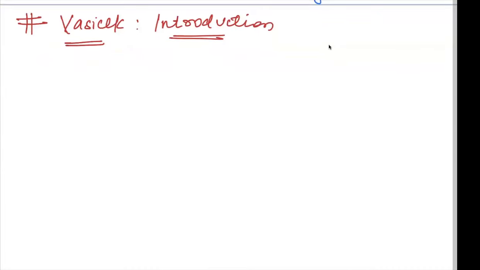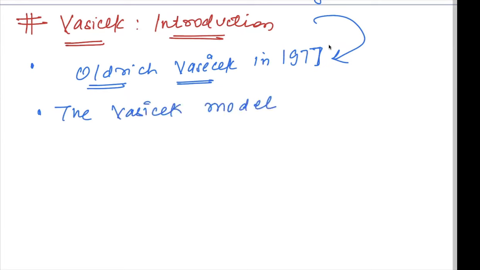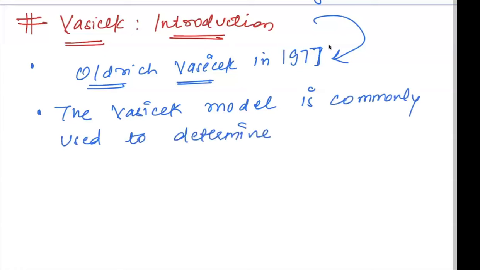The Vasicek interest rate model is one of the earliest and very well-known stochastic interest rate models, which was introduced by Ulrich Vasicek in 1977. The Vasicek model is commonly used to determine where the interest rates will move in the future.